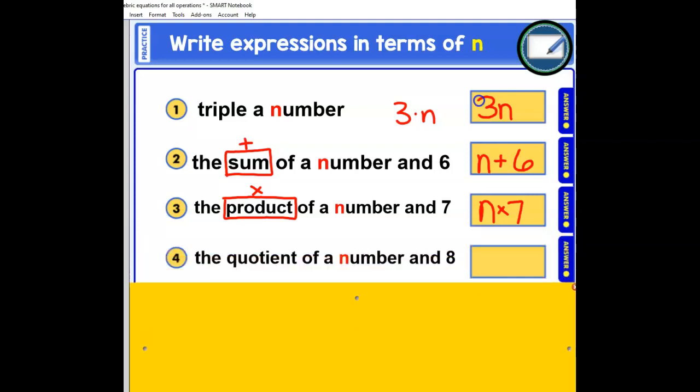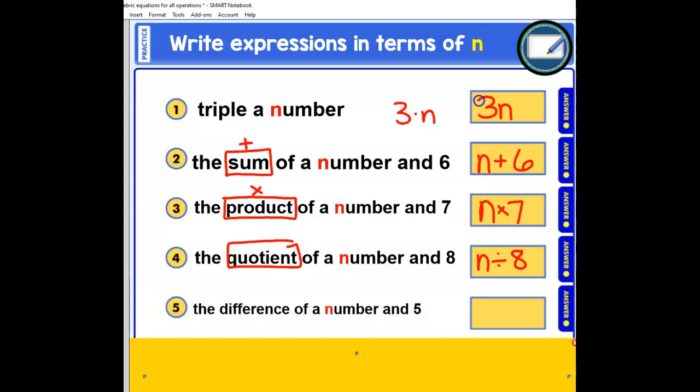Next, the quotient of a number and 8. So now I'm going to say a number divided by 8 is going to tell me my quotient. Because remember, quotient is the answer when we divide. The difference of a number and 5. So if I think about difference, it's the difference in our heights or the difference in our scores. I need to subtract. So the difference of a number and 5 would be n minus 5.